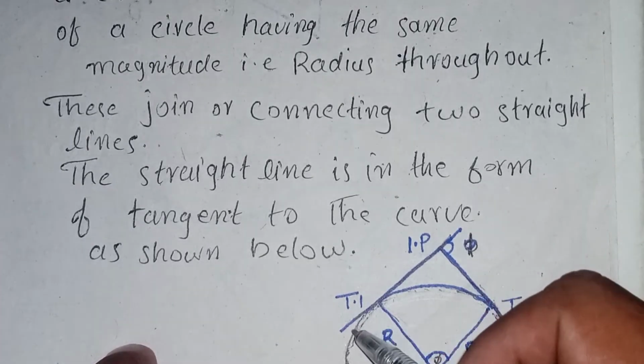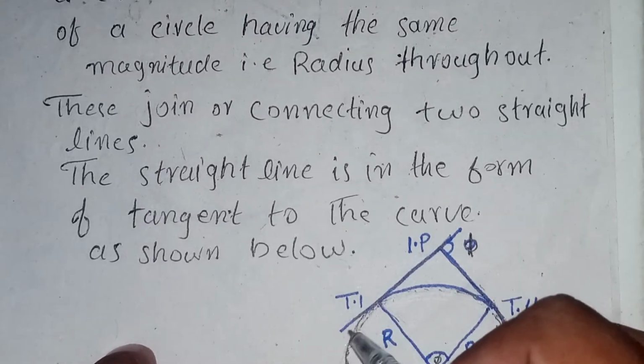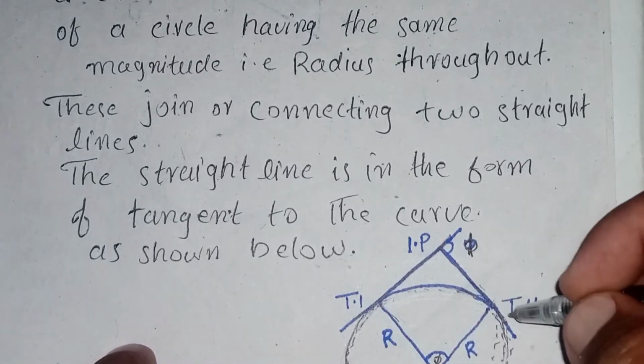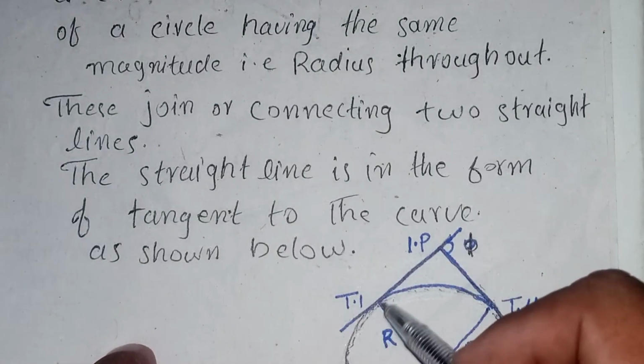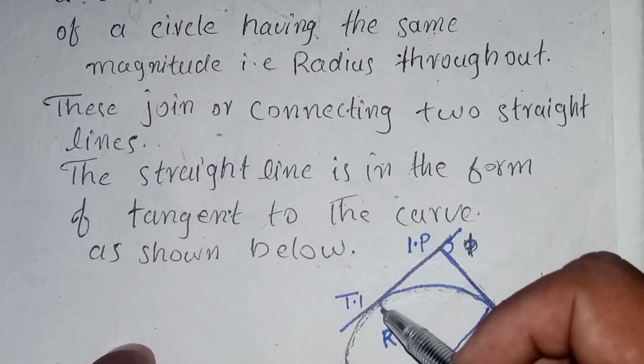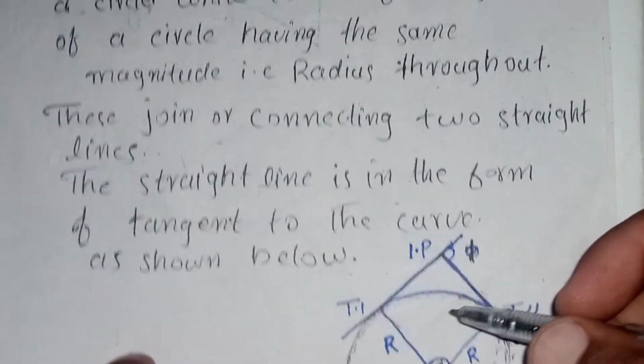And the other thing we say is that it joins and connects two straight lines. These straight lines are called tangent lines or tangents, because they touch this circle tangentially. So this is a simple curve.